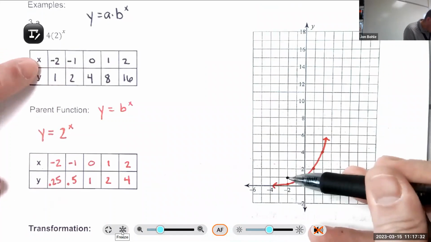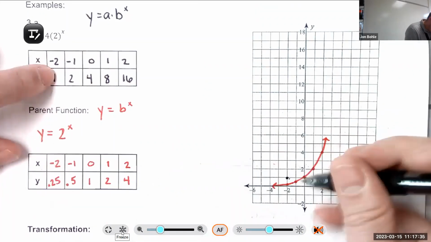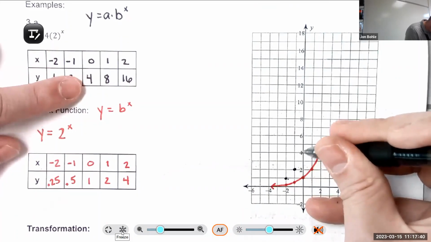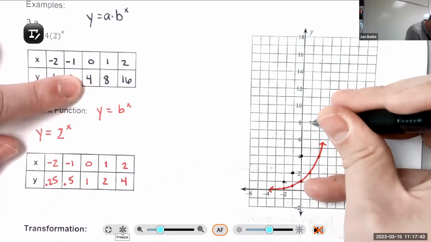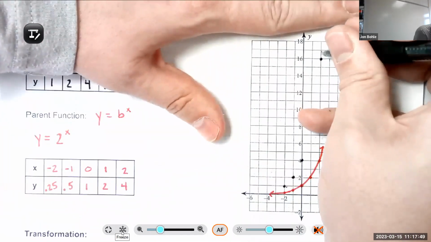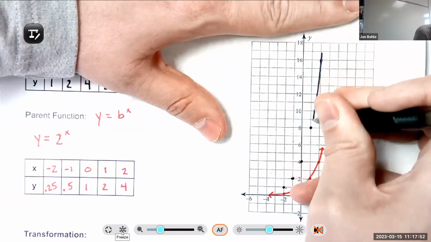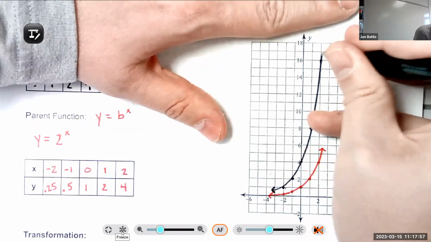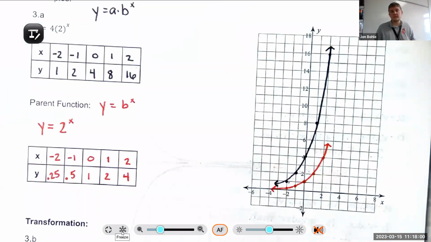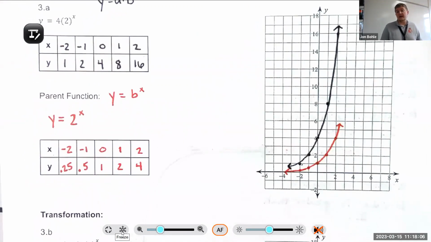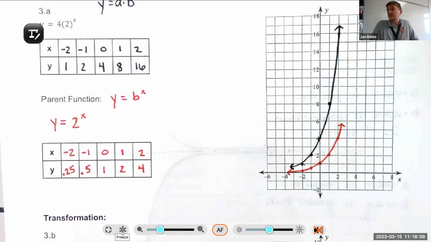So negative 2, 1. Negative 1, 2. 0, 4. 1, 8. 2, 16. Folks, I just killed it on those two graphs. Those are good looking. Okay.